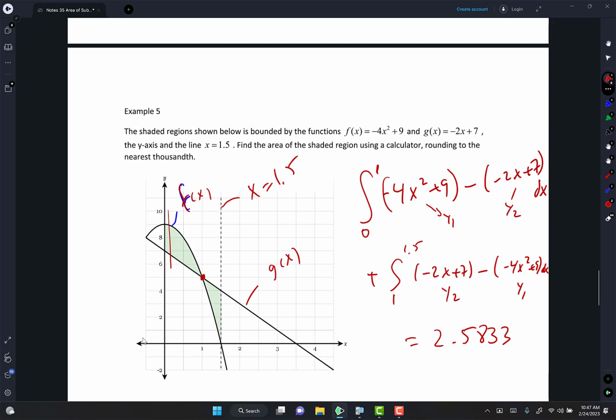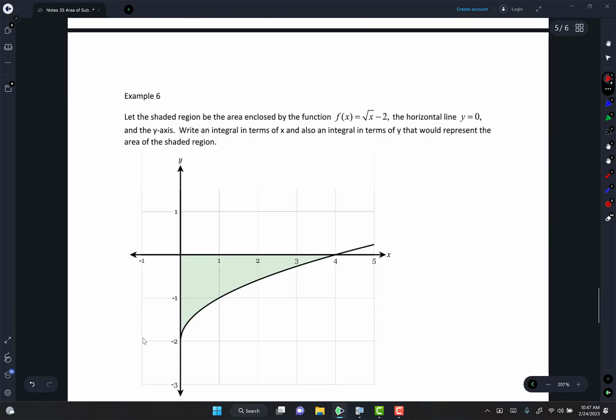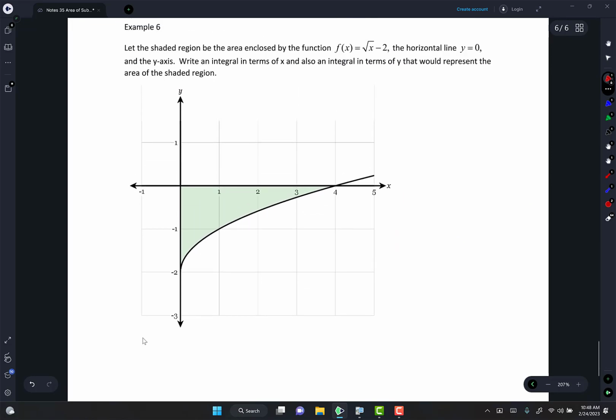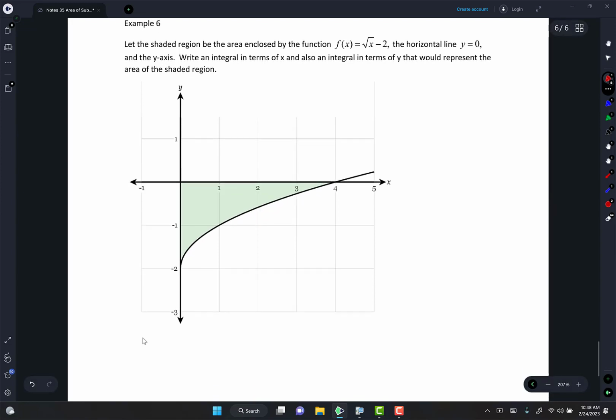It says rounded to the nearest thousand, so you would just put 2.583. Cool? All right. Look at this one. This one you can do with the x or with the y. It doesn't matter. I think with the y, but with the x is also easy. Just as long as you remember that this line up here is like y equals 0. So then that's going to be a negative.